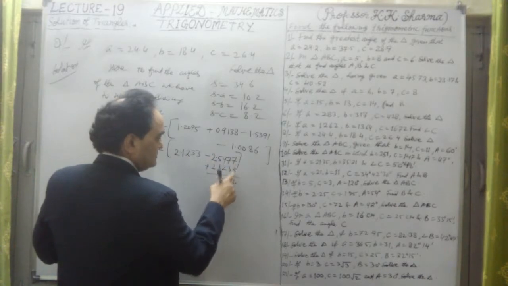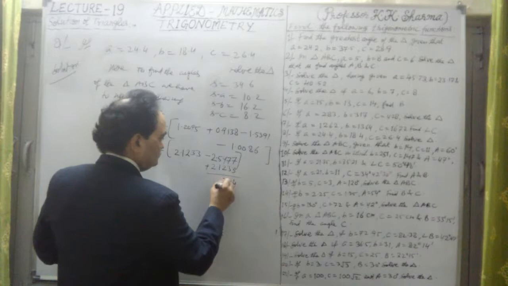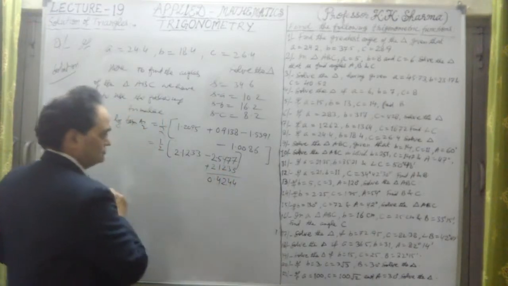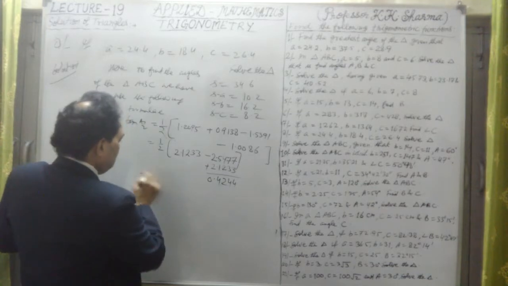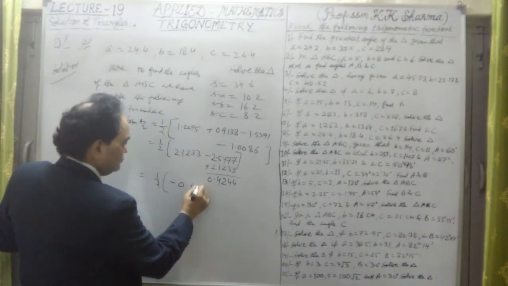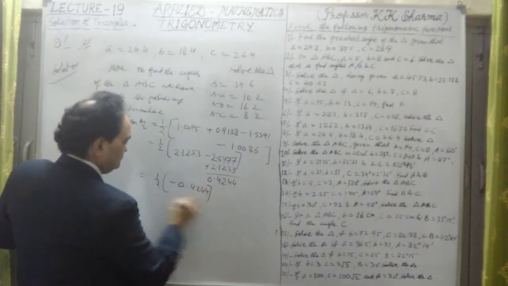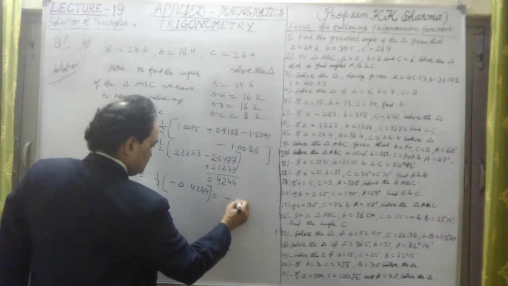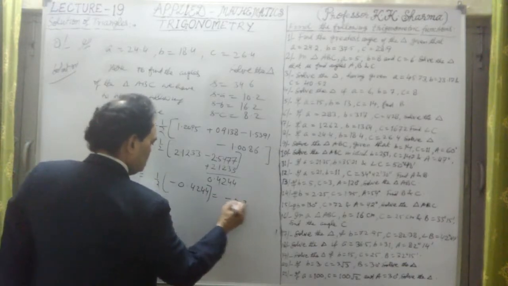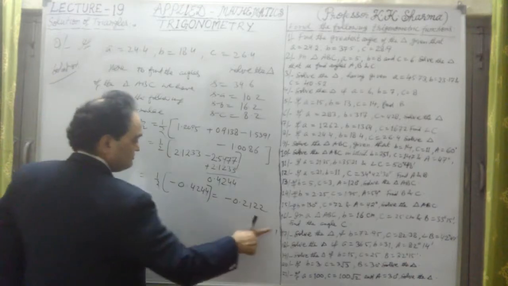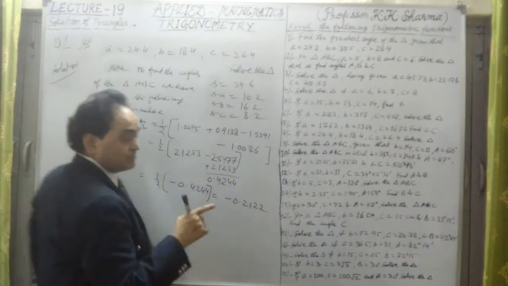7 minus 3 is 4, 7 minus 3 again 4, 4 minus 2 is 2, 5 minus 1 is 4, 1 to 0. This is a negative value. 1.2 will be bracketed minus 0.4244. If I divide it by 2, it will give us 0.2140. But this mantissa is to be made positive.